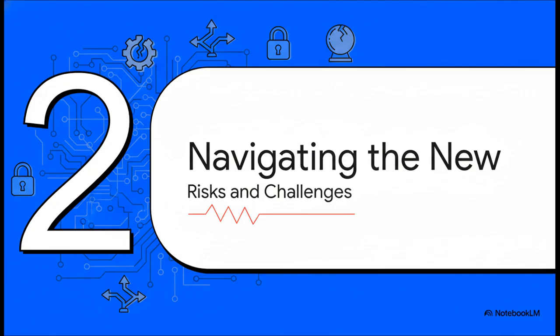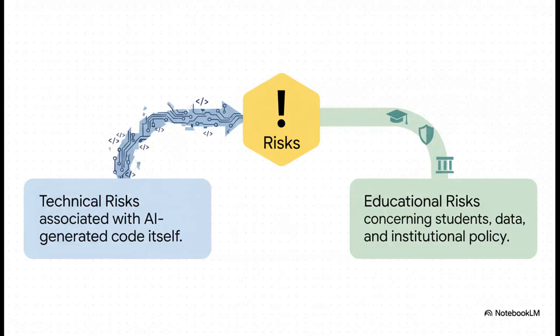But of course, with any powerful new technology, we have to be smart about it. This isn't some magic wand, and there are some very real risks and challenges we need to think about. They really fall into two main categories. So yeah, the risks really break down into two major camps. On one side, you have the technical stuff, the code itself.